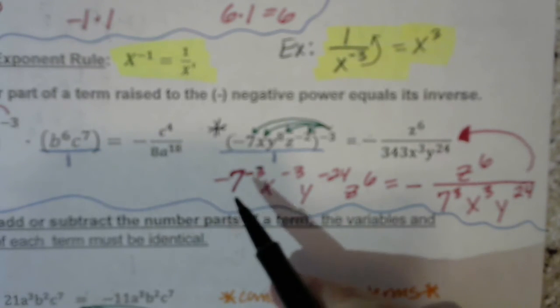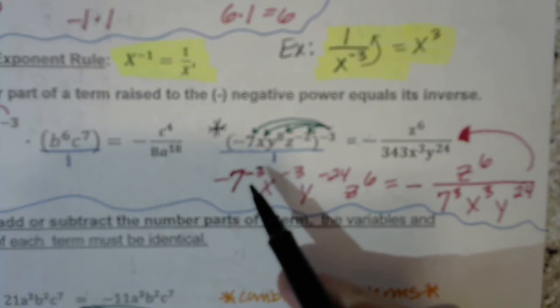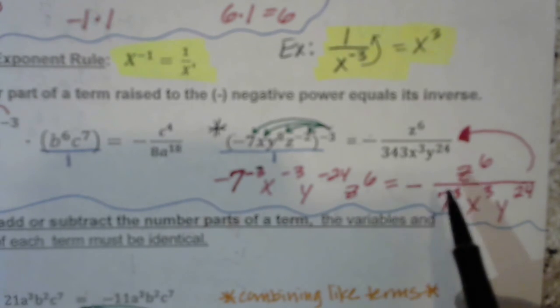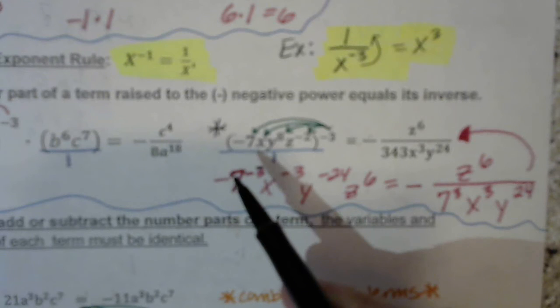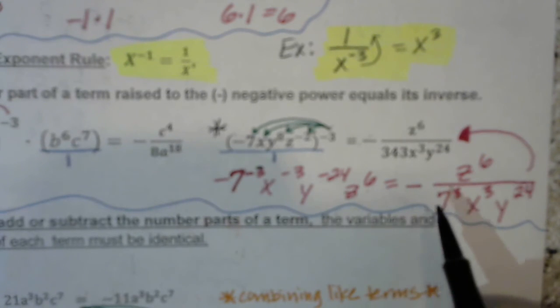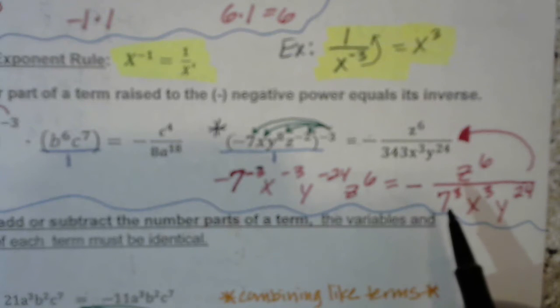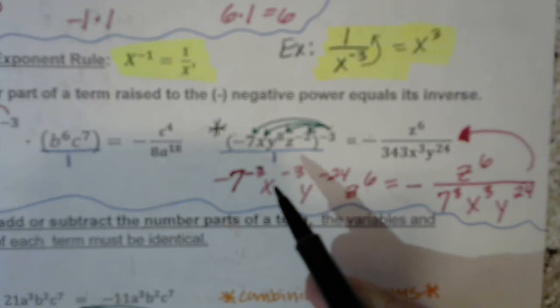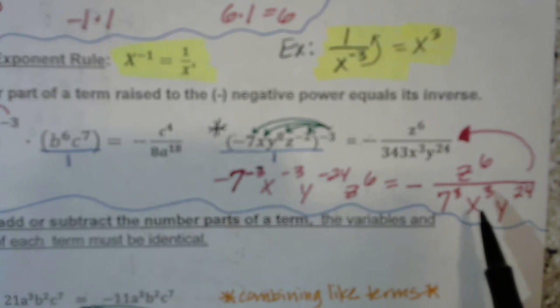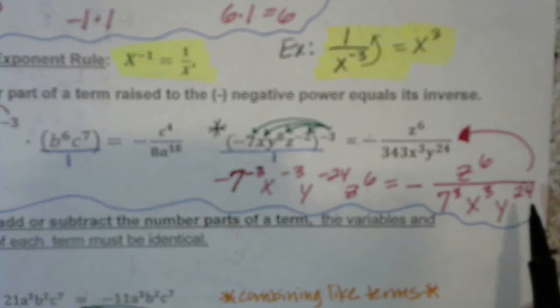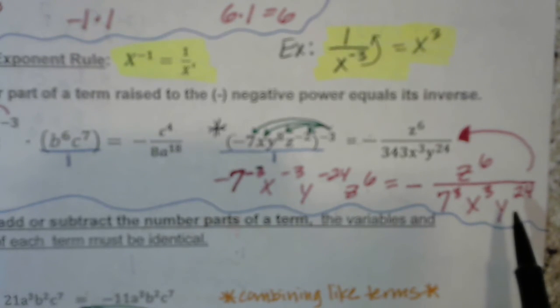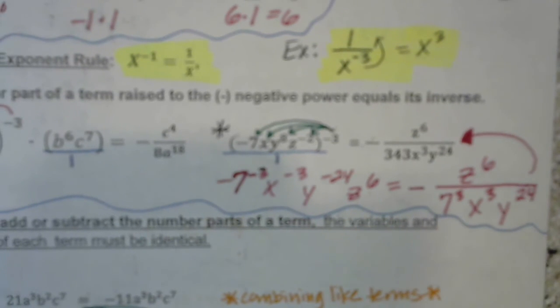Negative 1 times 7 to the negative 3 power. Okay, so negative 1 times. It's the 7 to the negative 3 that has to be moved, not the negative in the front, not the negative 1. So 7 to the third is on bottom, but it's positive because I moved it down. X to the negative 3 moves down so that it can become positive. Y to the negative 24 moves down so that it can become positive. Okay? 7 to the third power is 343.